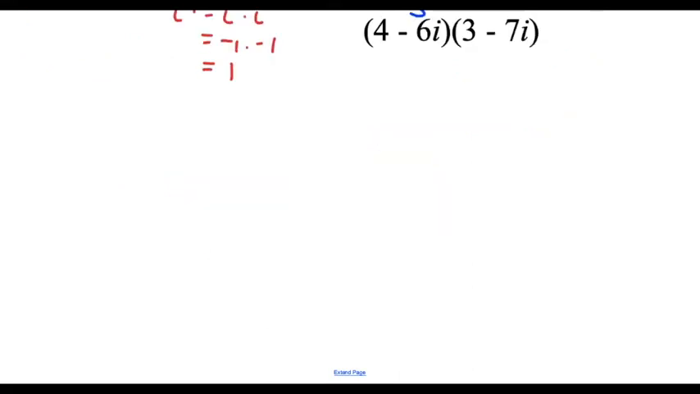Let me give you an example of that. Would we all agree that 7 is a real number? It's also complex. Would we all agree that 5i is an imaginary number? It's also complex.